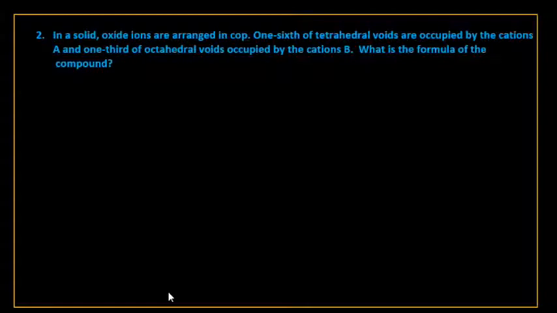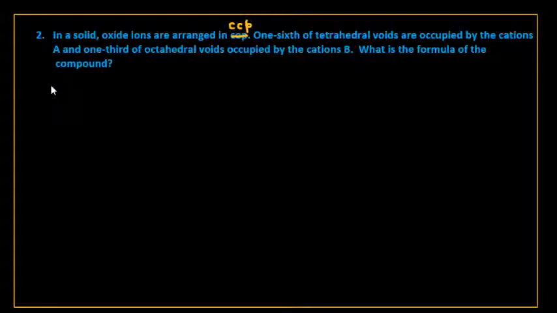In the next question we have: in a solid, oxide ions are arranged in CCP. So here we need to correct it, it is CCP. 1/6 of the tetrahedral voids are occupied by the cations A, and 1/3 of the octahedral voids are occupied by cations B. What is the formula of the compound?